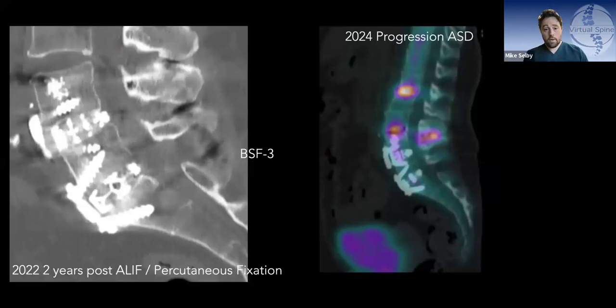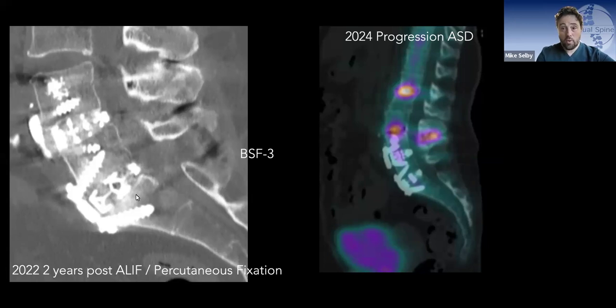So this is a case, and again, I won't show all the slides and go into all the details, but this is what I call a BSF3. This is a 2-level ALIF backed up with percutaneous pedicle screws, which I did in approximately 2020. And in 2022, she had a CT scan, which shows what I feel is solid bone growing through the titanium cages. There. You can see no lucency around the plate. There's not a huge amount of end plate sclerosis. There's no sort of punched out erosions or lesions around the margin there.